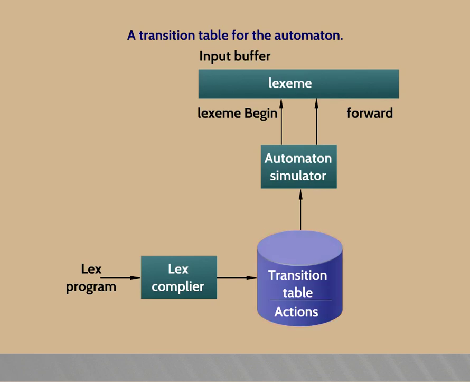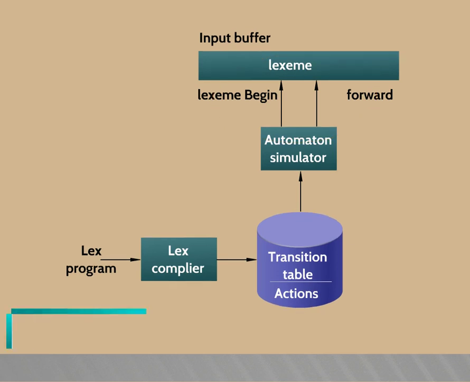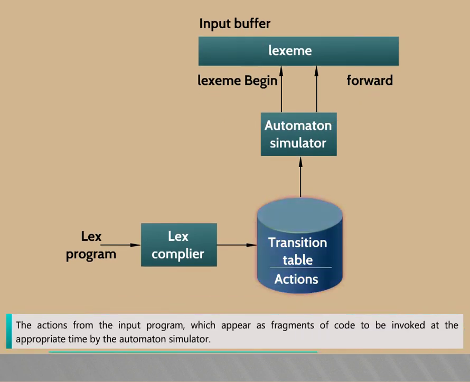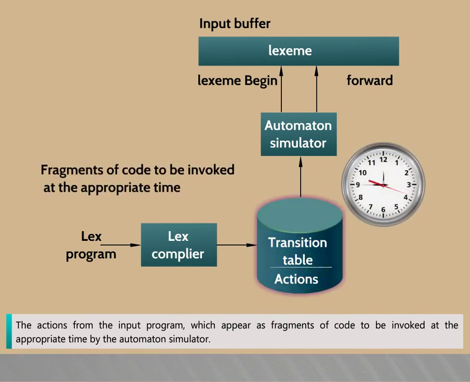A transition table for the automaton. Those functions are passed directly through Lex to the output. The actions from the input program appear as fragments of code to be invoked at the appropriate time by the automaton simulator.